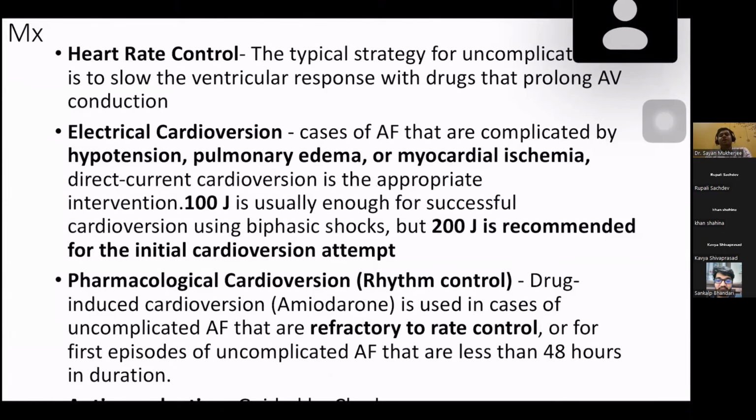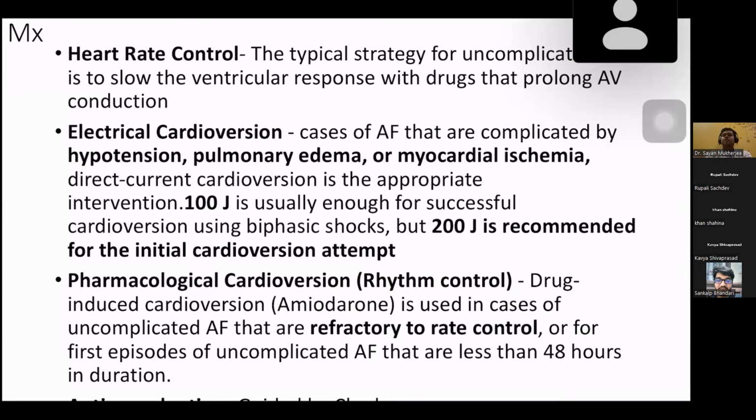We'll use a beta blocker like metoprolol, and that will reduce the heart rate. We can also use rhythm control, with drugs like amiodarone. If the patient is not responding to rate control, we can go for rhythm control. Just know it superficially. And as I told you, any unstable arrhythmia, go for DC cardioversion.